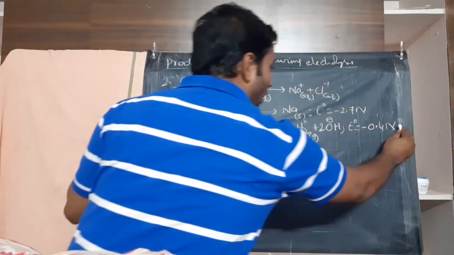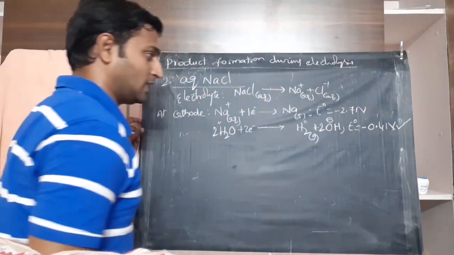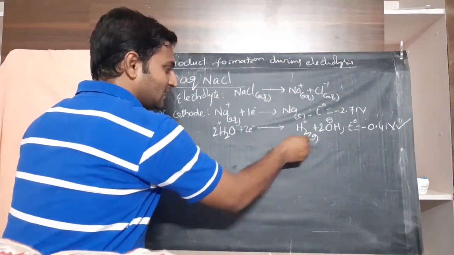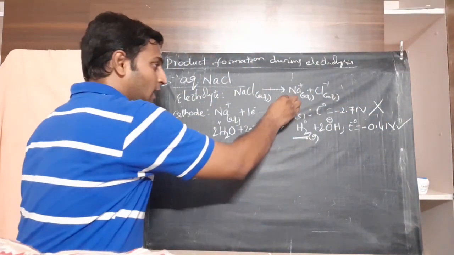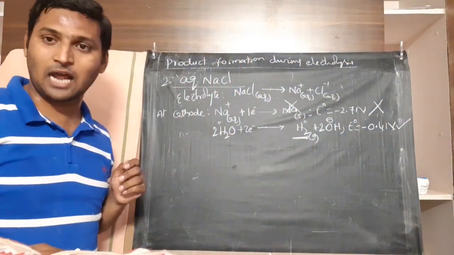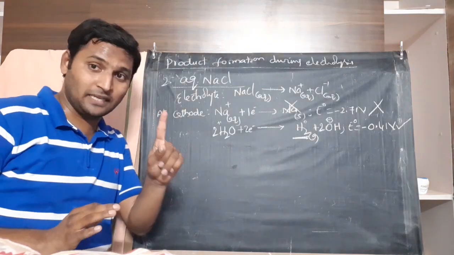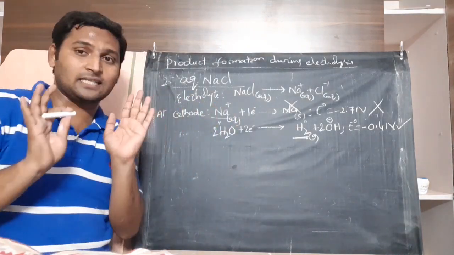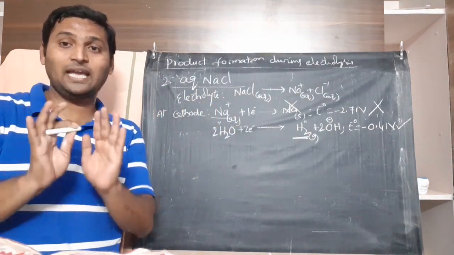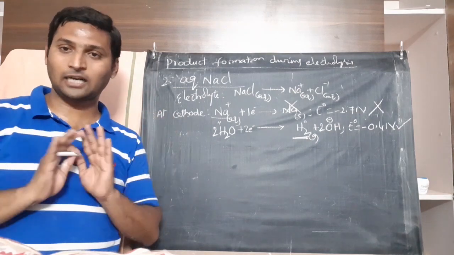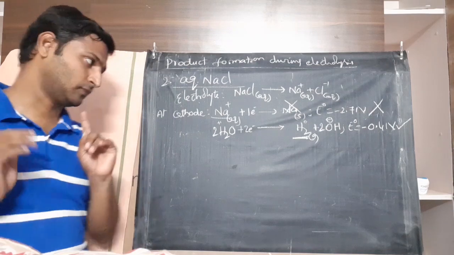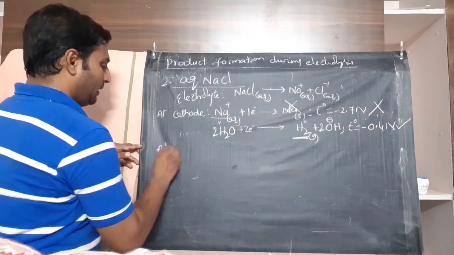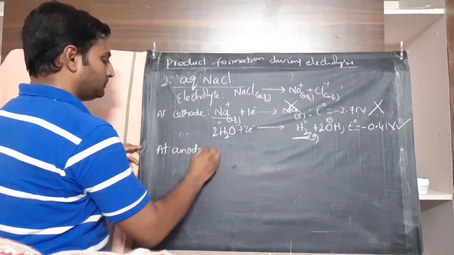That's why water undergoes reduction and hydrogen gas is liberated. Sodium cations do not undergo reduction, so sodium metal is not deposited. That means, please understand, sodium cations are remaining as sodium cations only in the solution. They are not undergoing any transformation. Is that fine? Good. Coming to anode.